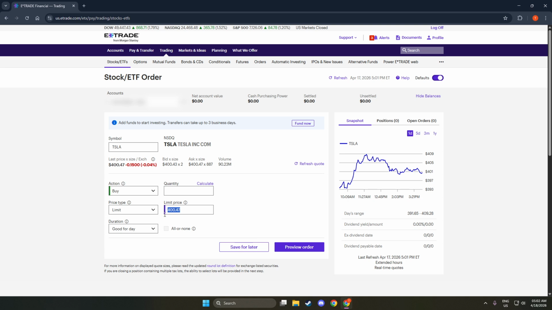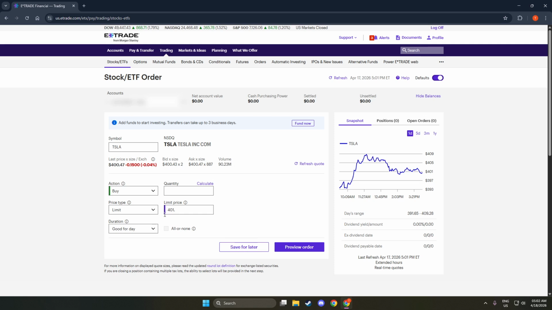For example, if the stock is trading at $100 and you set a buy limit at $95, the order will only execute at $95 or lower. If the price never drops to $95, the order simply won't fill. This is the trade-off. You get price protection, but you might miss the trade if the market moves away.